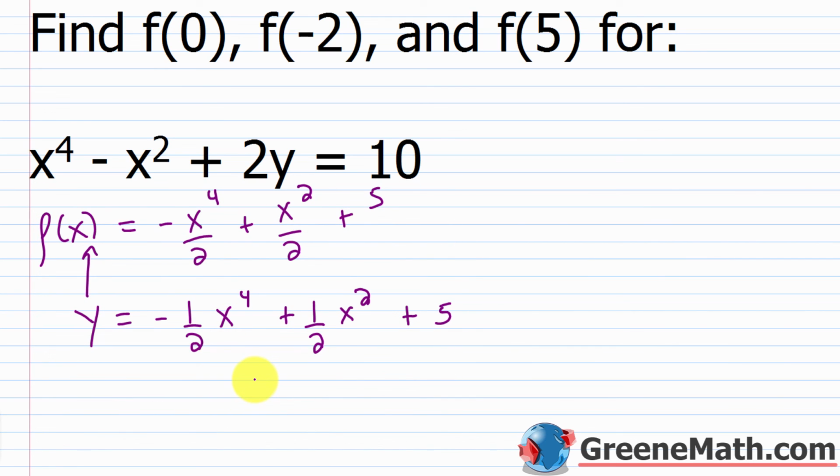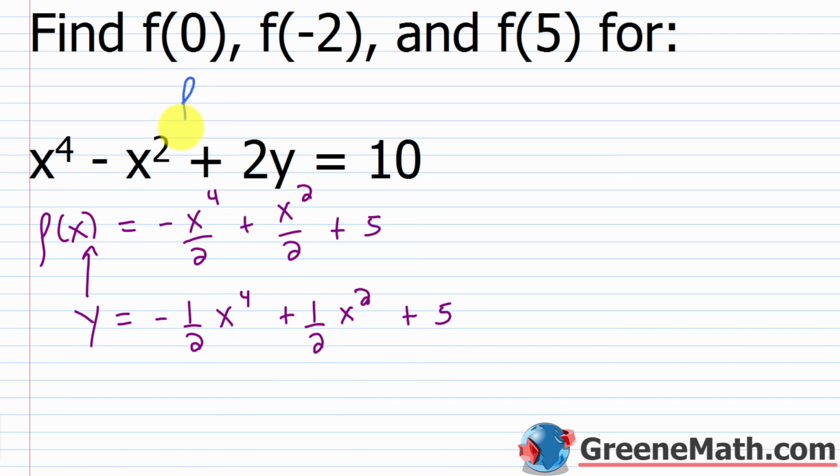Okay, so now if I want to find f of 0, what do I do? Plug in a 0 for each x. So I know that 0 to the 4th power is 0. The opposite of that would still be 0. Divide by 2, I get 0. 0 squared is 0. Divide by 2, I get 0. So these two would cancel themselves. You're just left with 5. f of 0 is 5.